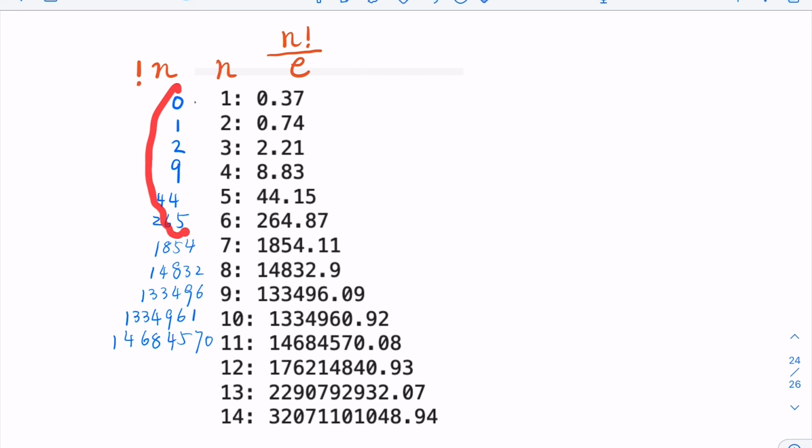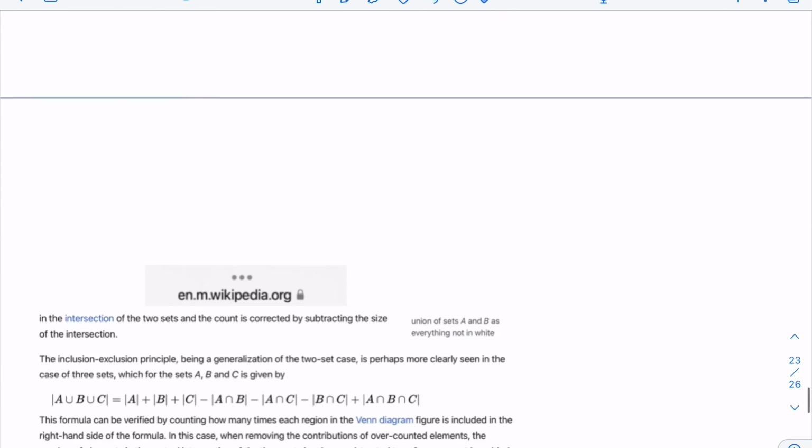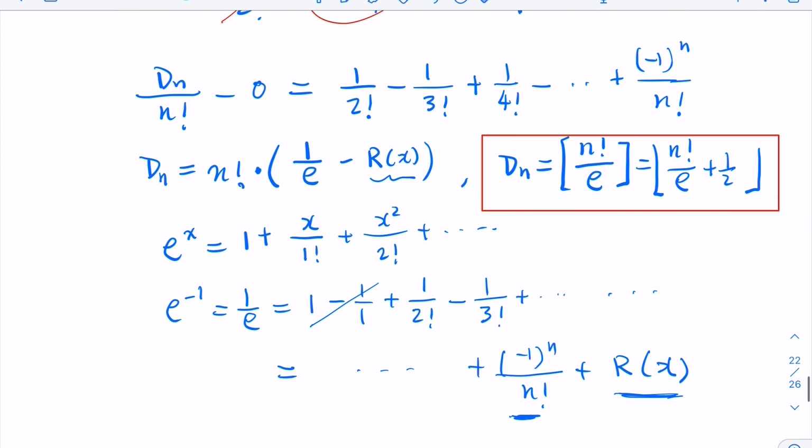Earlier we have 265 up to 65, right? And this number is getting bigger, and of course the closest integer here is going to be rounded up to 9, yeah? So that matches what we derived earlier, yeah? So this is the main result for today.